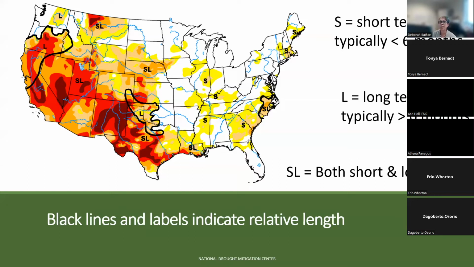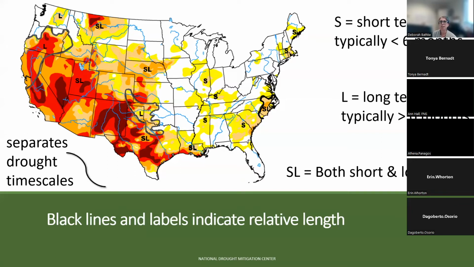The heavy black lines that you see over the West Coast and again over the Texas, Oklahoma area, we use those to delineate or separate or mark areas where we have different types of drought right next to each other.